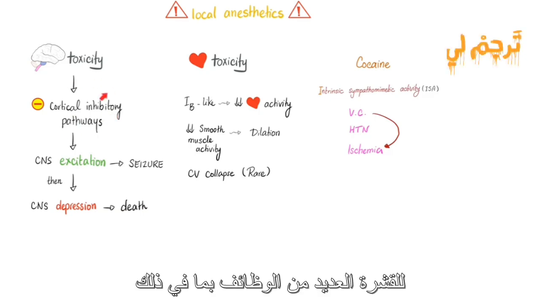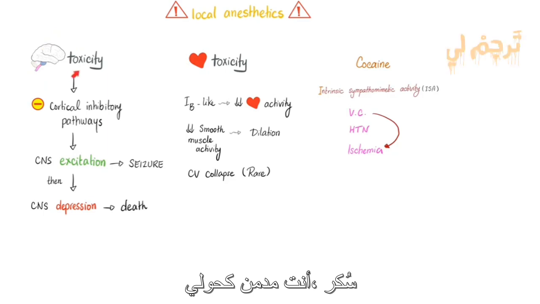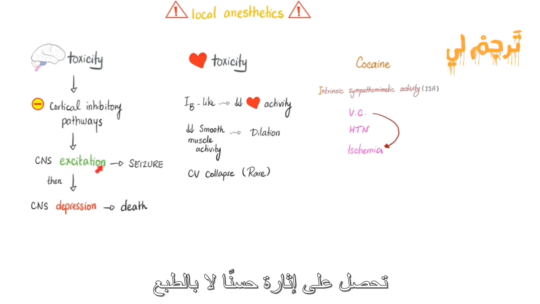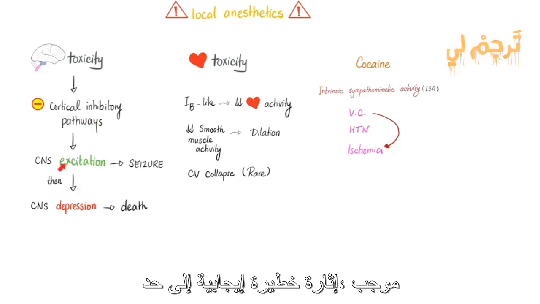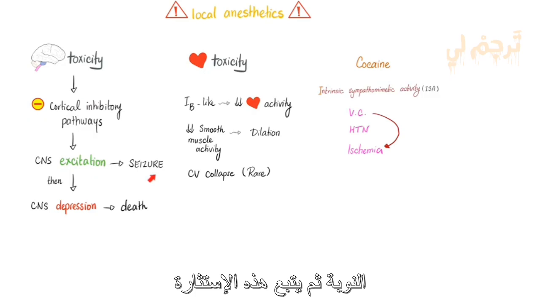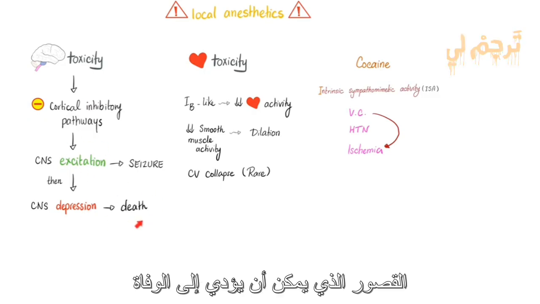Cortex has many functions, including to inhibit you. That's why when you're drunk, you're freaking alcoholic, you lose your inhibition and you start opening up, uttering crazy nonsense. When you inhibit the inhibition, you get excitation. Well, no duh. The loss of a loss is a gain. The negative of a negative is a positive. CNS excitation to the point of seizure. And then this excitation is followed by depression, which can lead to death.